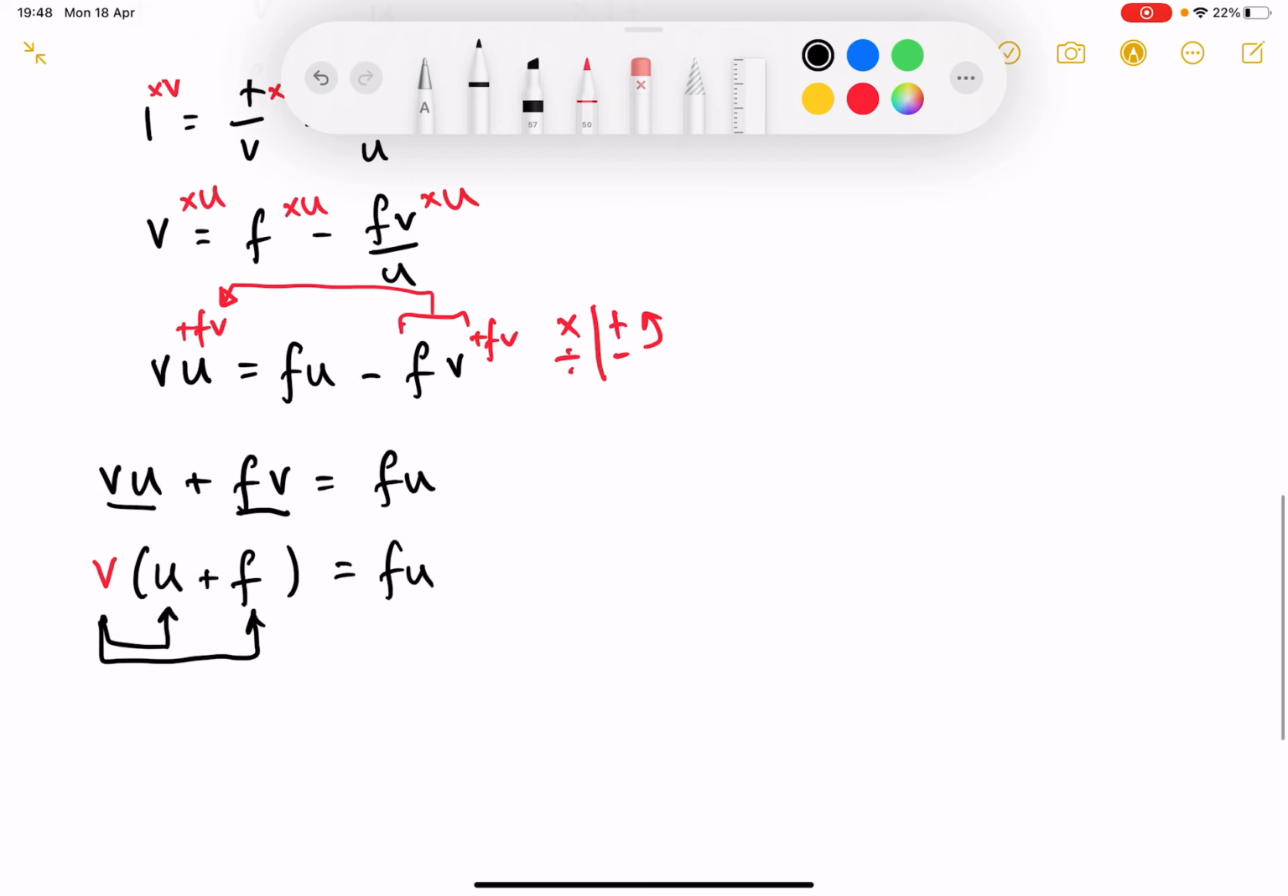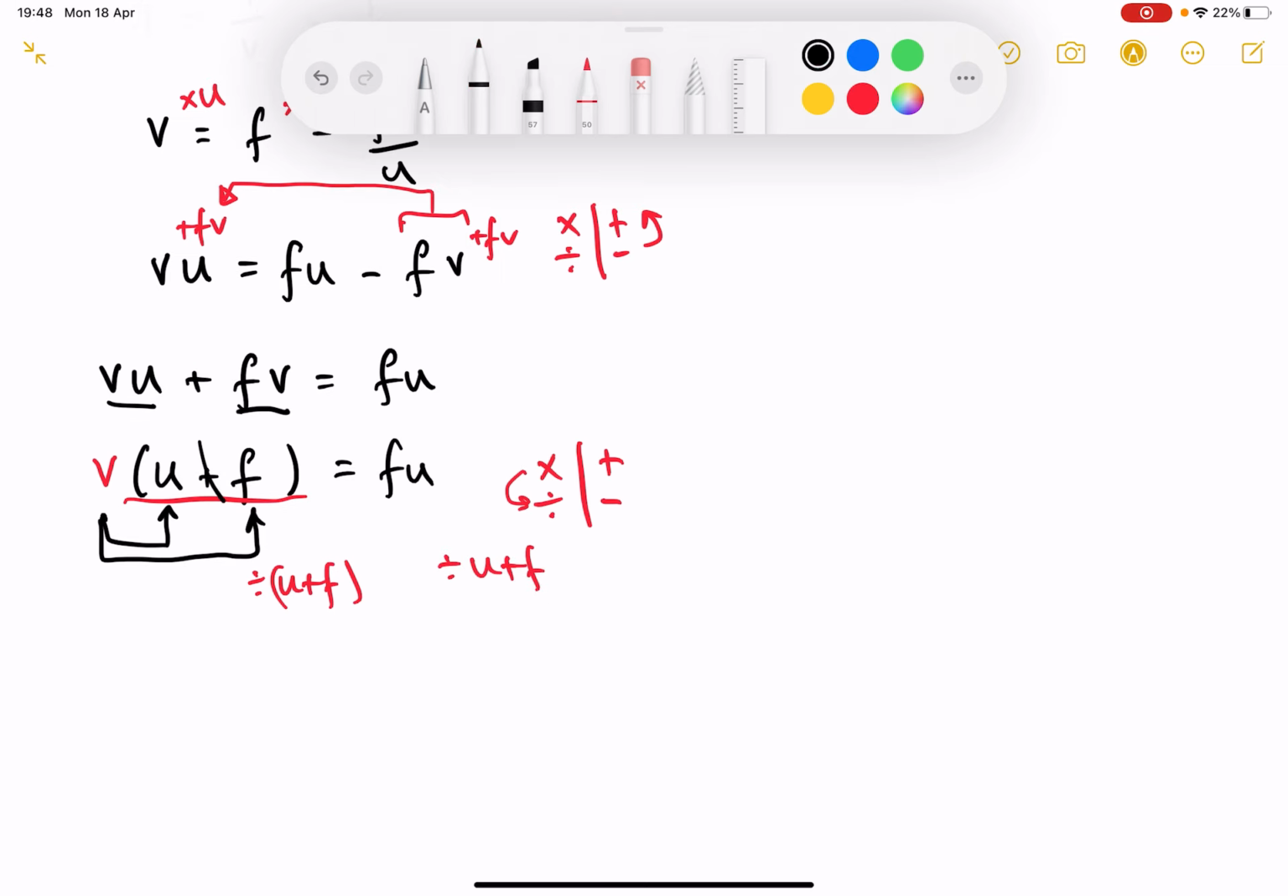And the final step is to get v by itself. To do that, it's v multiplied by this entire bracket, so we need to do division. We're going to divide the left-hand side by u plus f and the right-hand side by u plus f. These will cancel, so we're left with v is equal to fu over u plus f. And that's it.